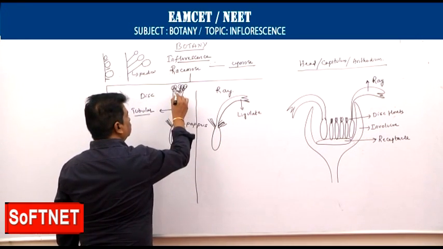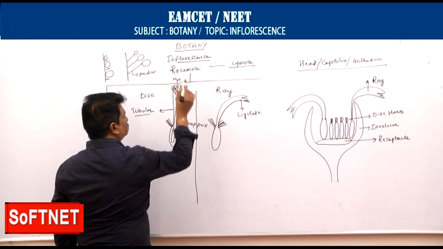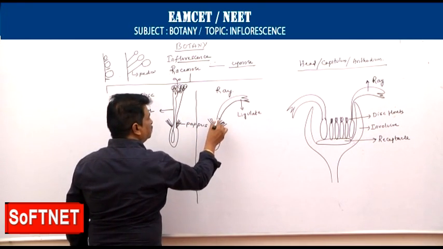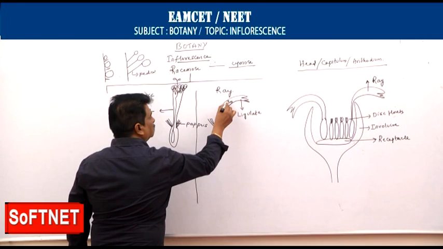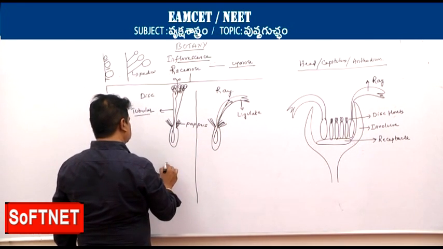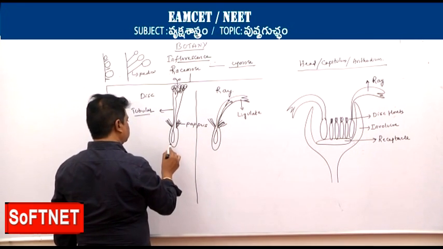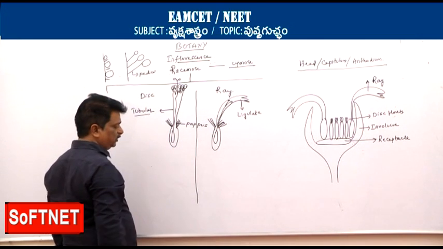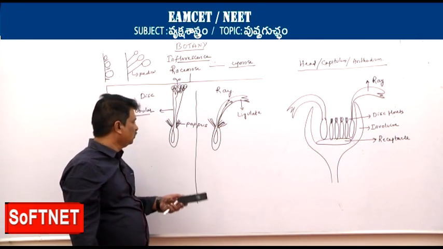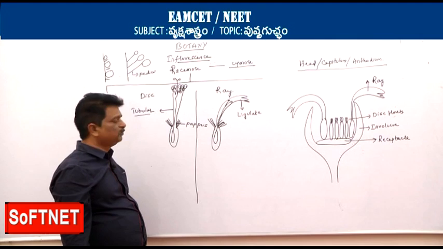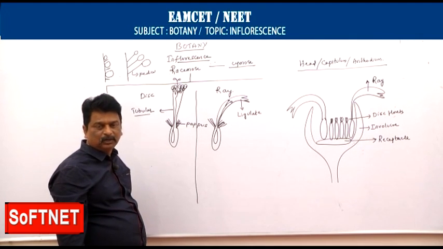Then next one, gynoecium. Common for both, either disc or ray florets. Gynoecium is bicarpellary, unilocular, single ovule present at base, called basal placentation.